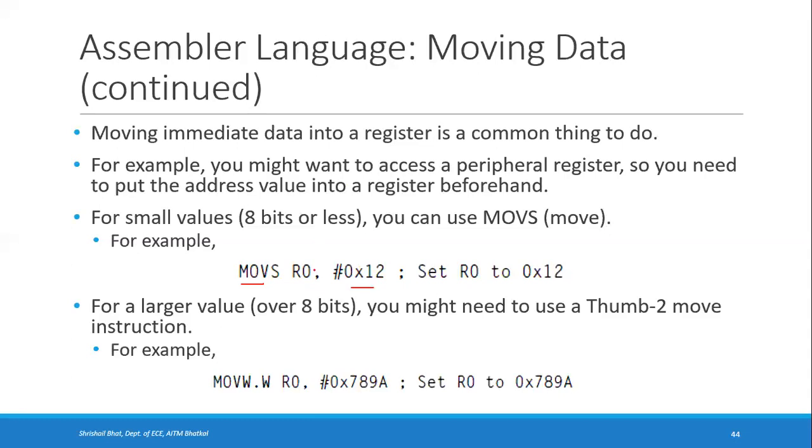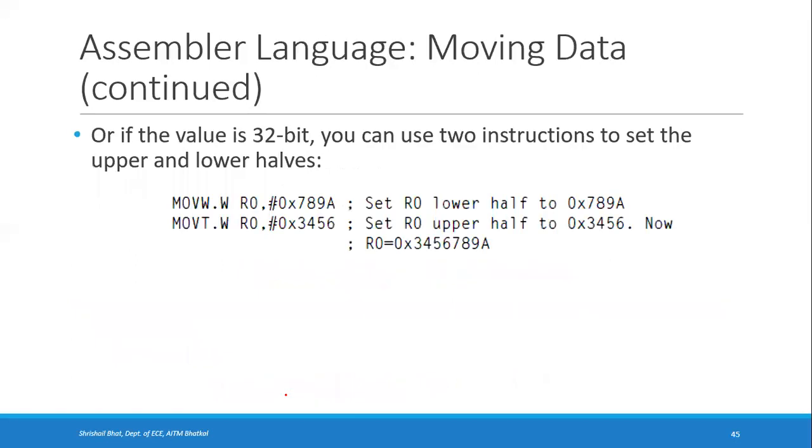If it is more than 8 bits, you have to use a Thumb-2 instruction, that is MOVW. MOVW, where W means it is a wide move instruction. So MOVW R0, #16-bit number. The 16-bit number is copied into R0. Similarly, if it is 32-bit, you can use 2 instructions to set the upper and lower halves. So with MOVW you can write MOVW R0, #0x789A. This will be in the lower half.